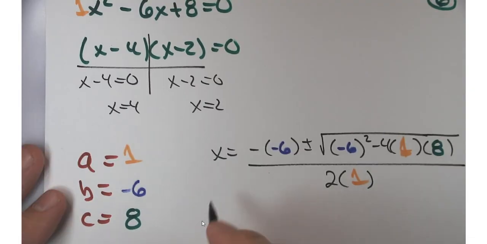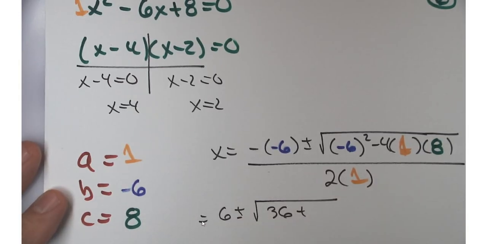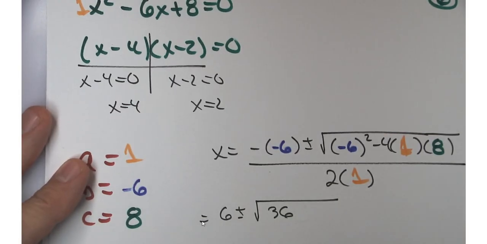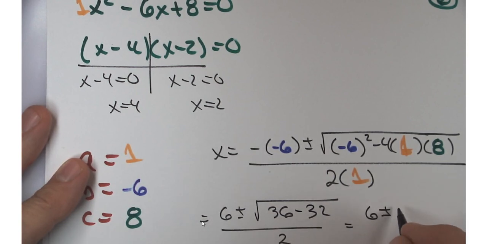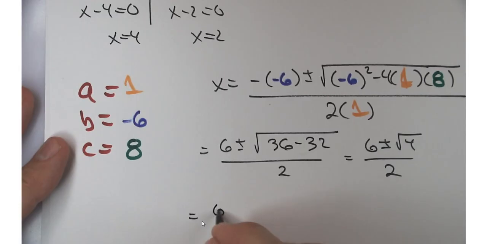Lots of simplification here. Double negative is going to become a positive 6 plus or minus the square root of 36 plus, something feels wrong. 4 times 8. Yeah, it's going to be minus 32. I'm sorry, I was thinking this was going to go a different way. All right, but minus 32, that'll work. Over 2, giving us 6 plus or minus square root of 4 over 2. How about that? 6 plus or minus 2 over 2.